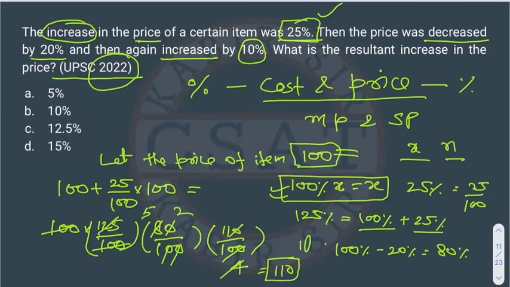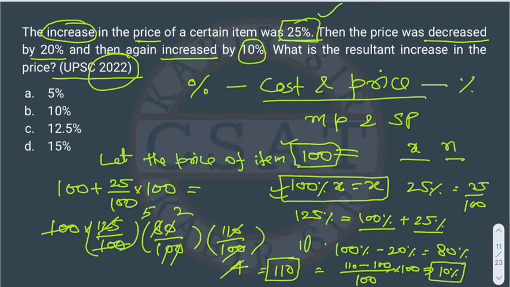110. And what was the initial price? Initial price was 100, we assumed 100, right? So what will be the resultant change? It's directly, otherwise you can use the method of current price minus initial price upon initial price into 100. So it will come out 10%.